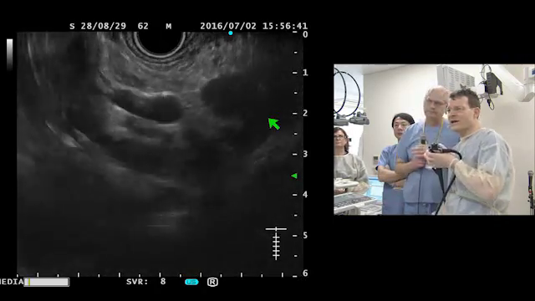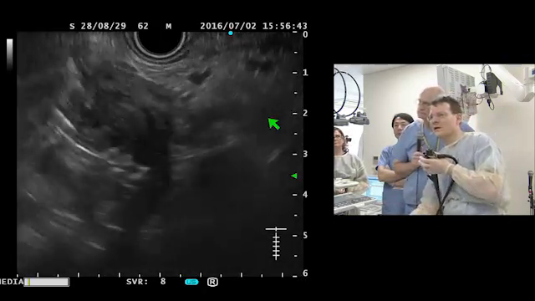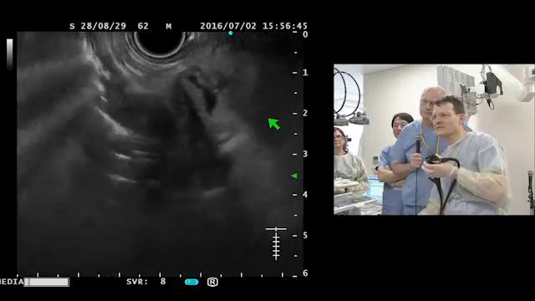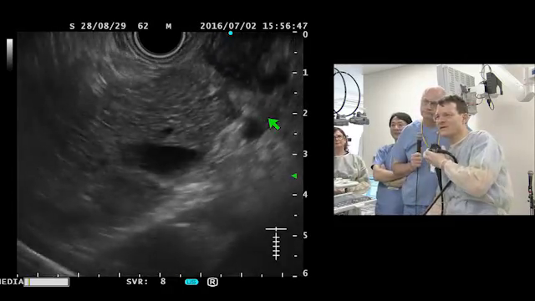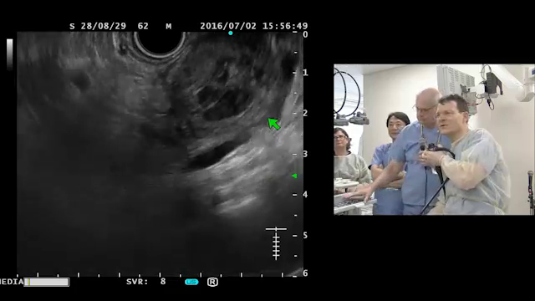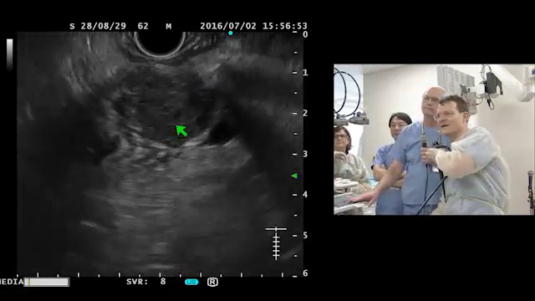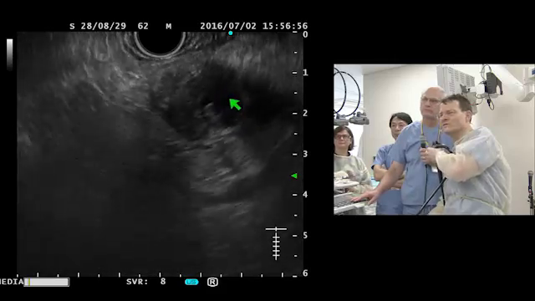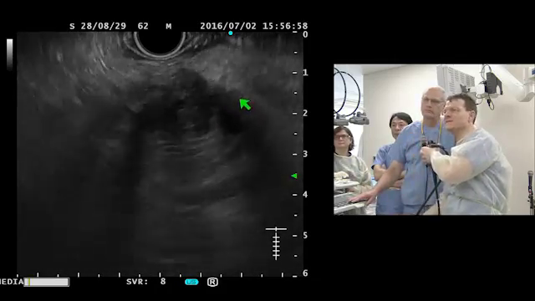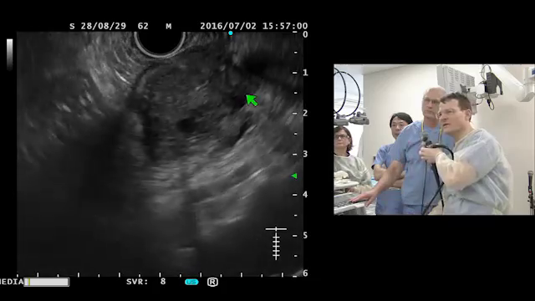So now I try to push the scope in because Nikos asked for the dilated pancreatic duct. I push the scope more out. You see my movement is clockwise to also get the area of the pancreatic tail.